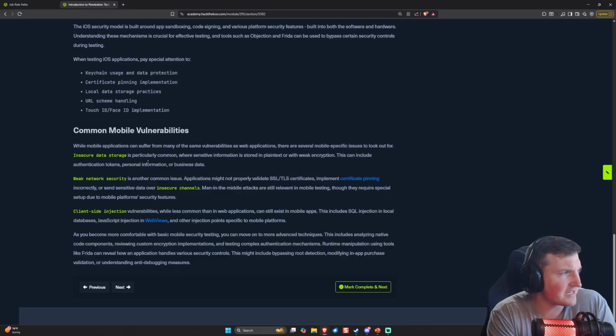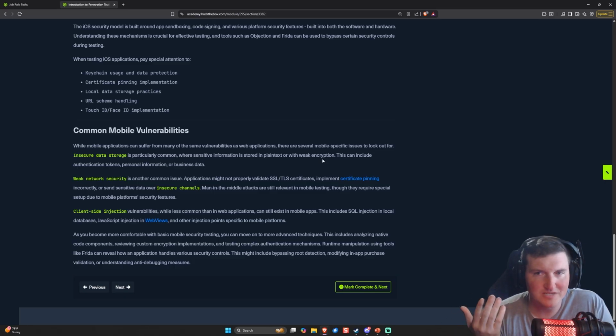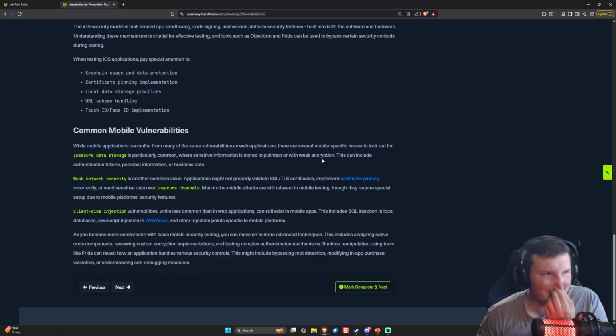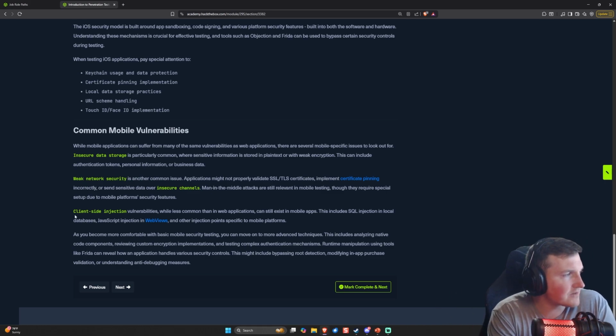But you can see insecure data storage, when sensitive information is stored in plain text. This happens a lot more in mobile phones now than web apps, and the reason is mobile is a little bit behind web apps. It's kind of like back when the internet started, when everybody just had unencrypted text and didn't know it. And now people are getting savvy to it and things are progressing. And mobile is doing the same thing. So weak network security, client-side injection, all that stuff. So this is all mobile security.